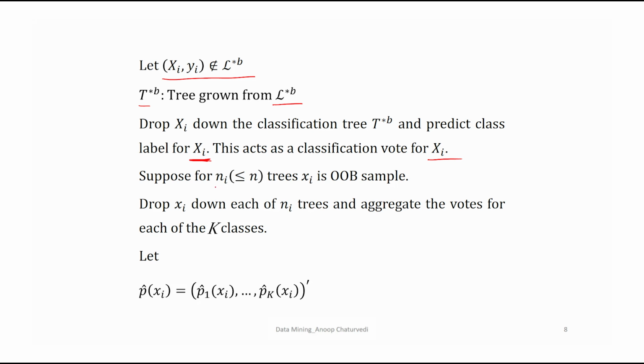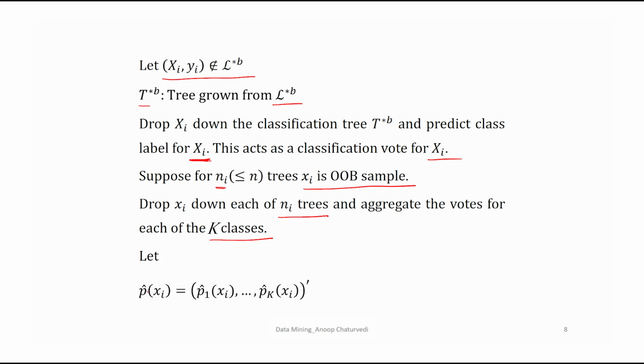Now, suppose for ni trees, which is less than or equal to n, xi is an out of bag sample. In some of the bootstrap samples xi may be included, and for some other bootstrap samples xi is out of bag. And suppose ni is the number of samples for which it is out of bag. Then drop xi down each of the ni trees and aggregate the votes for each of the k classes.